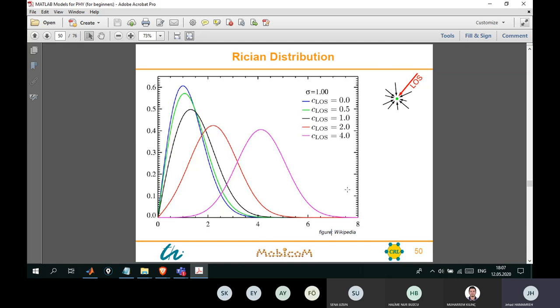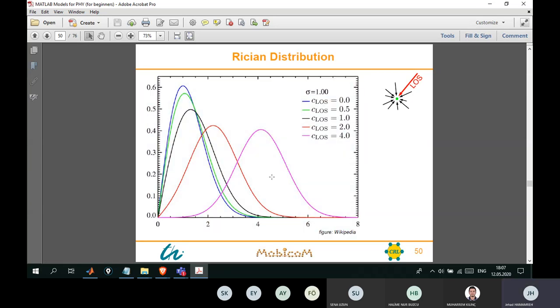So, Rician, which channel is better, Rician or Rayleigh? Of course, obviously Rician is better and Rayleigh is worse. Why? Because Rayleigh usually starts from zero in the amplitude of the signal.